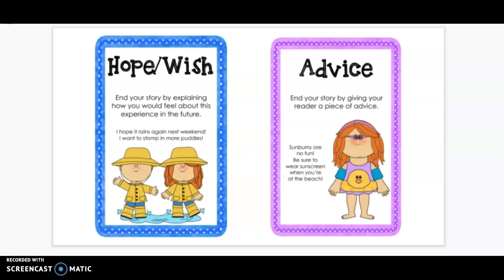For example, I hope it rains again next weekend. I want to stomp in more puddles. You could also end your story by giving your reader a piece of advice. For example, sunburns are no fun. Be sure to wear sunscreen when you're at the beach.